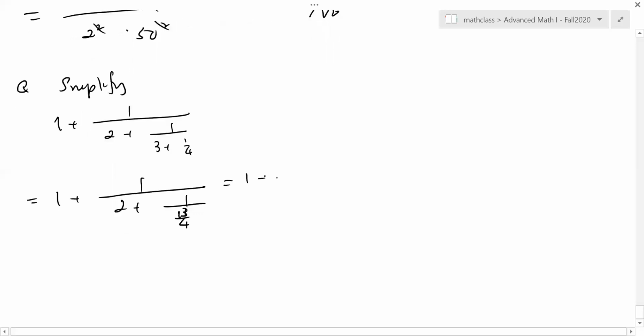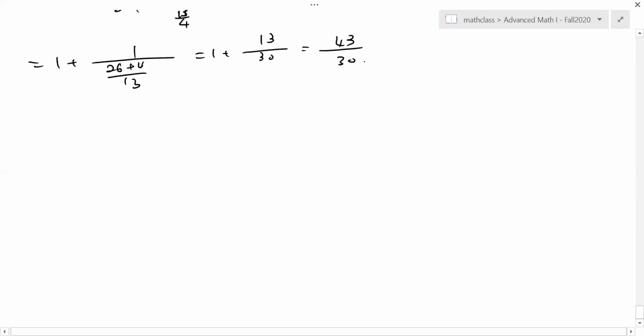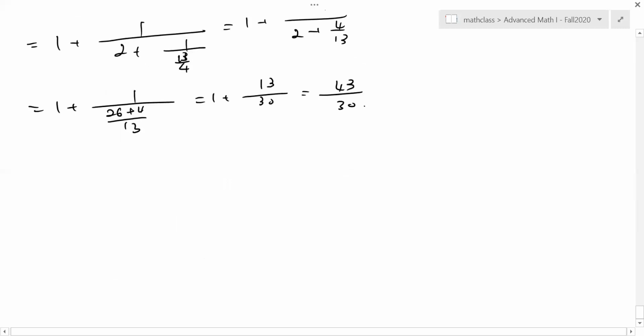Okay, then 4 over 13, right? Then you will get 26 plus 4 over 13. So 1 plus 13 over 30. Right, 30 plus 13 is 43. Right.